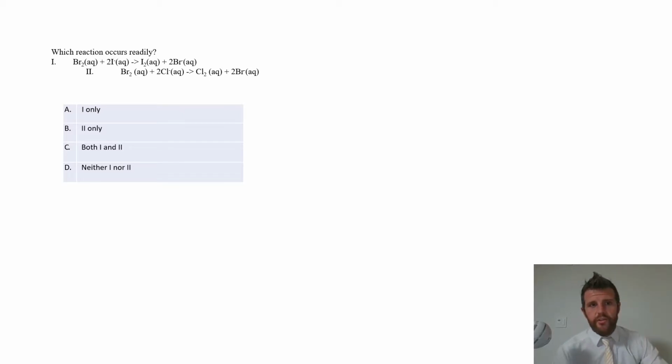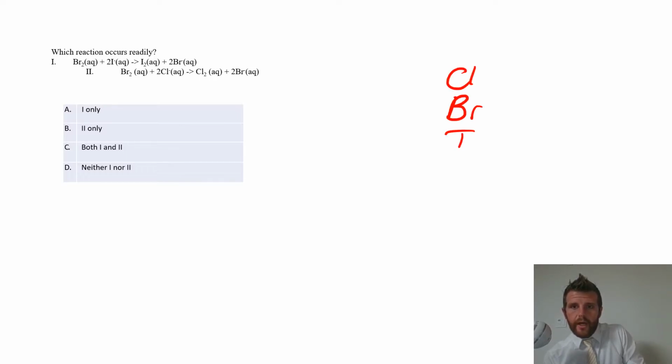Which reaction occurs readily? Br2 and I-. So here, in order to do this, we are going to need to compare all of the halogens. It goes F, Cl, Br, I, At. Who cares about At right now? Because it's not even on here. And who cares about F? Because it's not even on here.